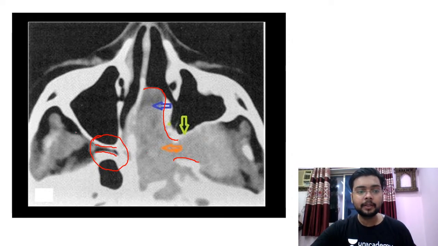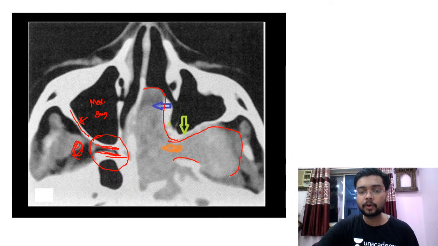But anytime if I orient you, this is your posterior wall of the maxillary sinus. Okay, so this is your maxillary sinus, and this is your posterior wall of the maxillary sinus, behind which is your pterygomaxillary fossa, and this is your sphenopalatine foramen. So here you will observe widening due to the tumor.